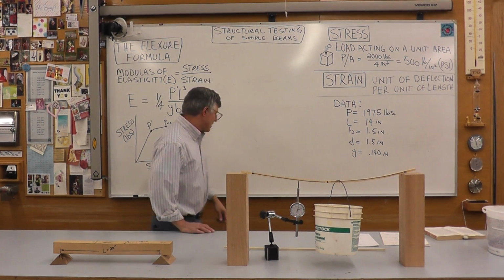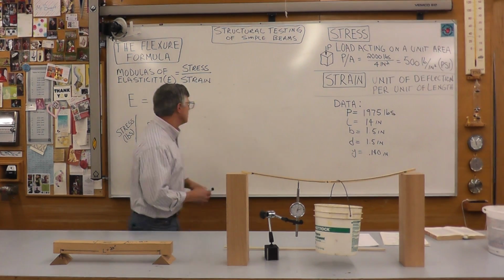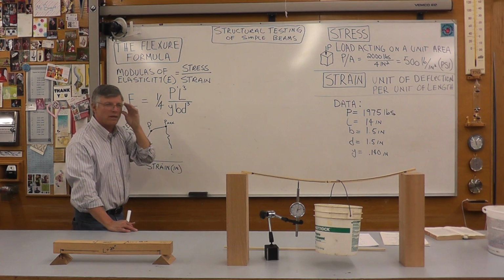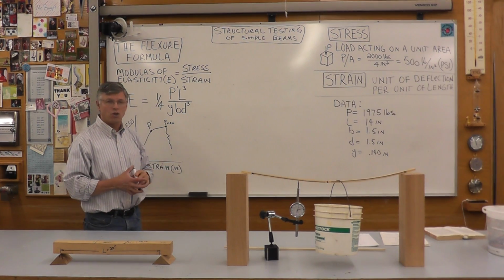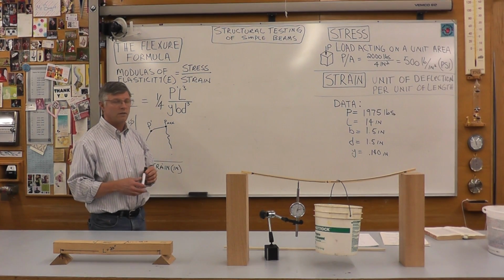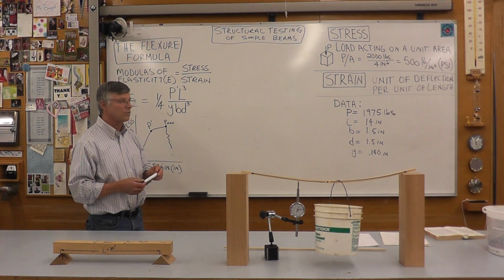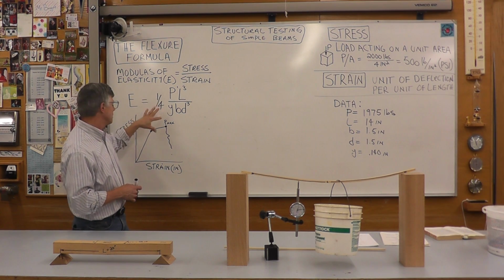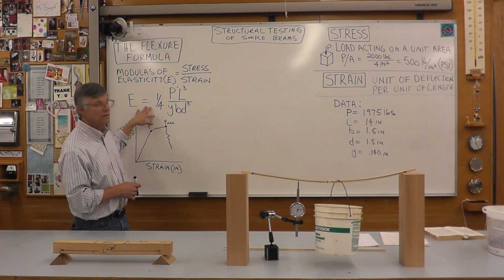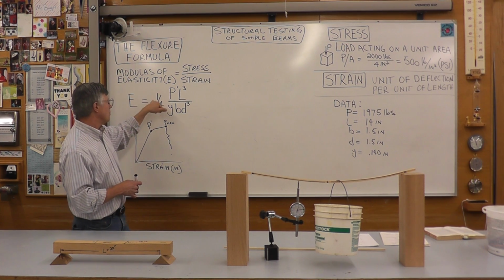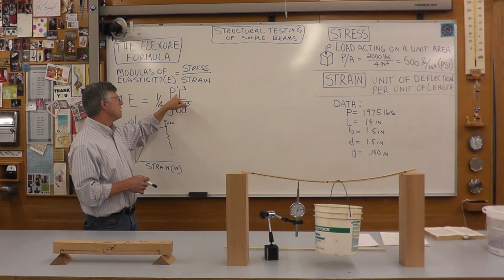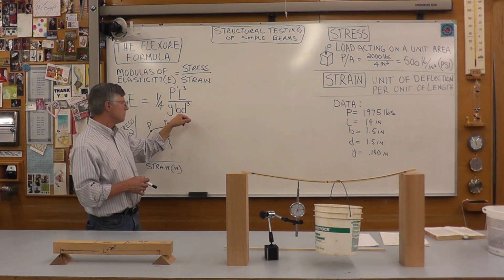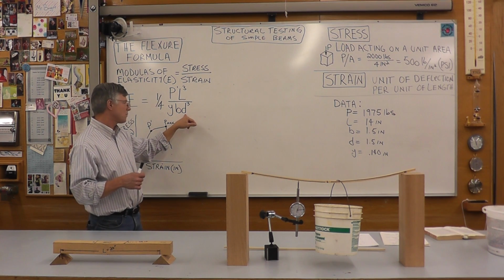With that data, I want you to go back to the flexure formula again, which is simply a formula used to look at a centrally loaded beam and the stress-strain data going on with that beam. Last time we talked about the flexure formula. The modulus of elasticity is 1/4 P prime L, length cubed, over deflection times B, the width of the beam, times D, the depth of the beam, cubed.